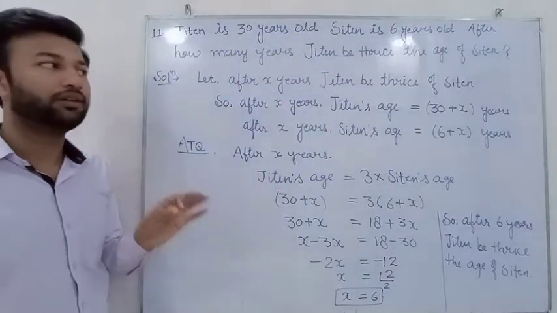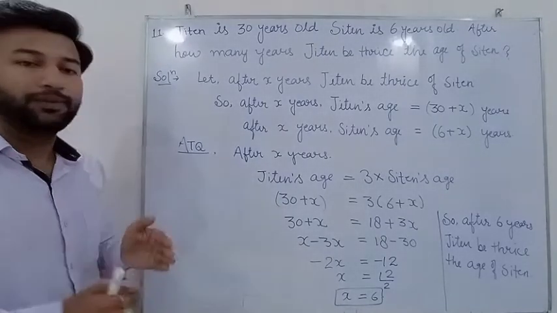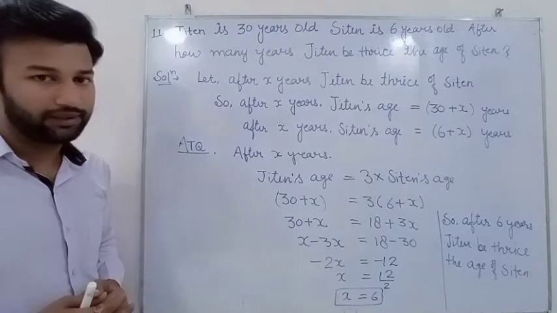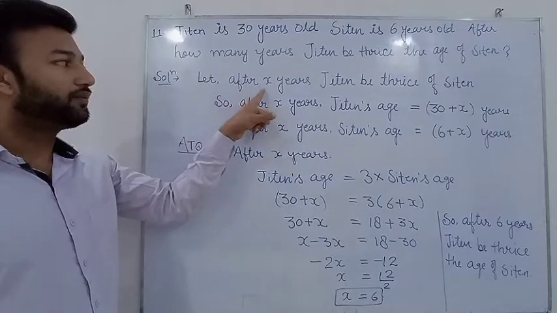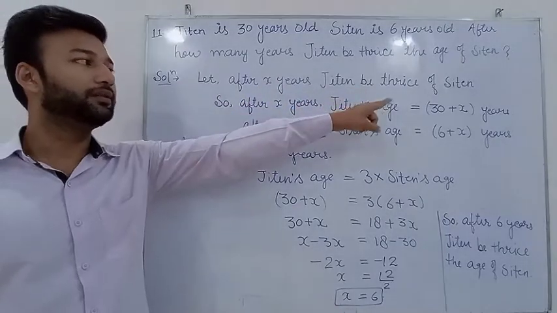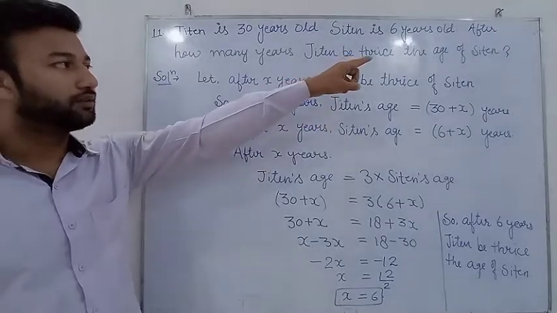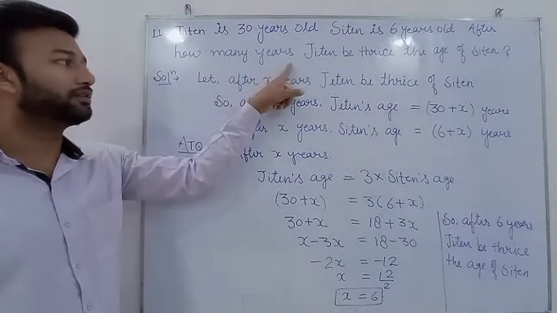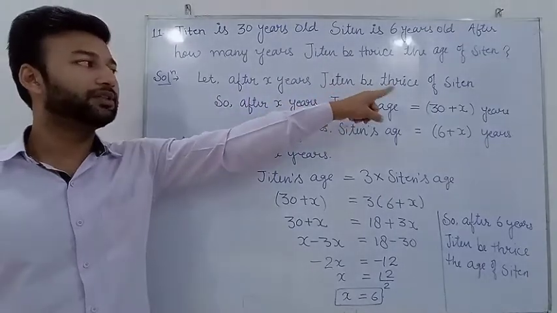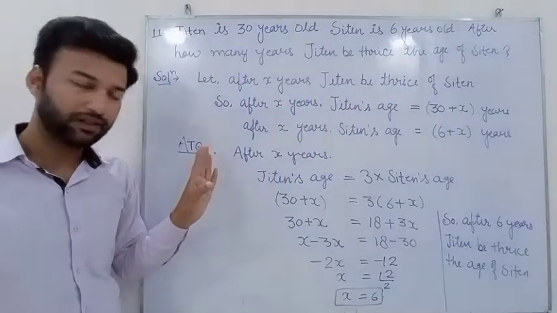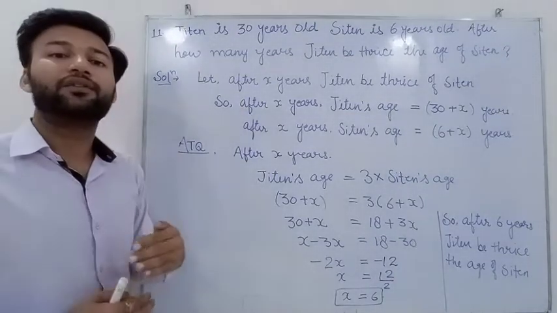The question is asking after how many years the age of Jitin will be thrice the age of Sitin. Clear? Now, first we will consider: let after x years the age of Jitin be thrice the age of Sitin. Clear? Because the question is asking after how many years. So we will consider after x years the age of Jitin be thrice the age of Sitin. Clear? Now we will find the ages of Jitin and Sitin after x years.